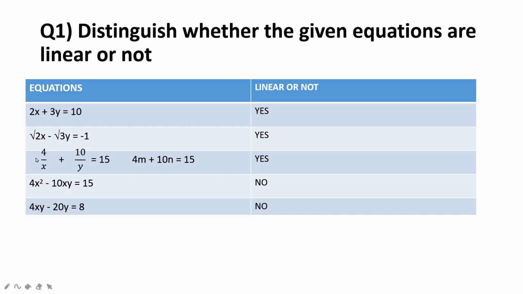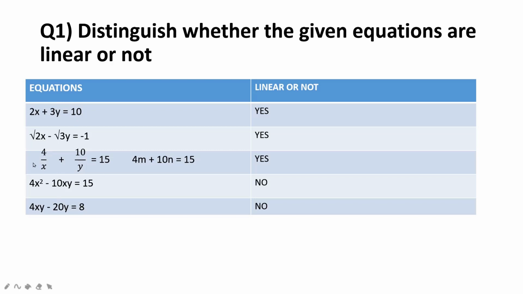Next, third equation we have 4 by x plus 10 by y, which is equals to 15. Now looking at this equation also, you will think that this is not a linear equation because we are having fractions, that is 4 upon x, 10 upon y, which is equals to 15. But this is not the case. This is also a linear equation. Now, how is this a linear equation?